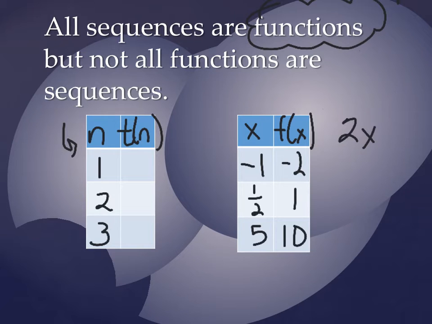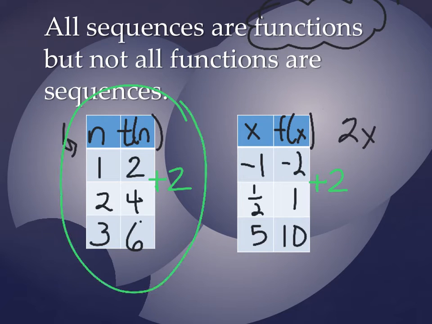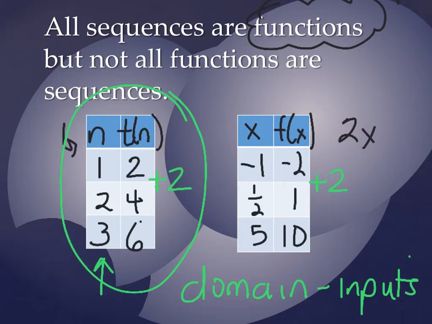This is the function of 2x. The sequence that would be similar to it is going to have 1 times 2 is 2, 2 times 2 is 4, 3 times 2 is 6, and you'll notice that there's a sequence generator of 2 and a growth factor or slope of 2 in both situations, but the sequence key issue is that it has counting numbers as its input. So its domain, or its inputs, are restricted to n being bigger than or equal to 1, and it's always counting numbers.